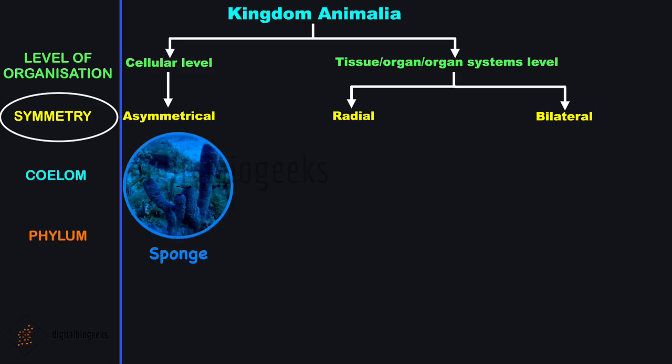Asymmetrical animals. Cellular level organisms mainly show asymmetry. Sponges come under this category. If we draw any plane that passes through the center of the sponges, it will not divide them into equal halves. Hence, we can say that they are asymmetrical animals. They are not showing any symmetry.